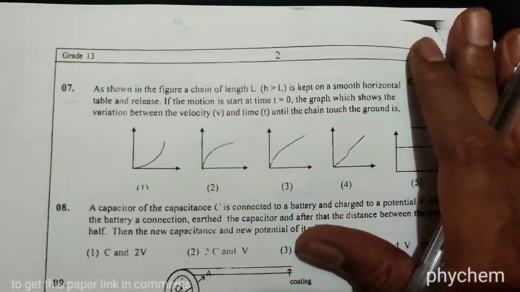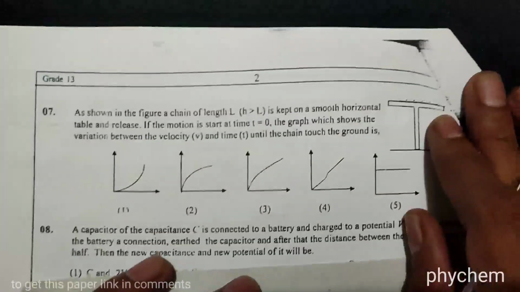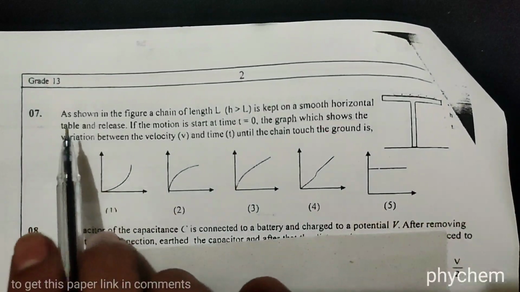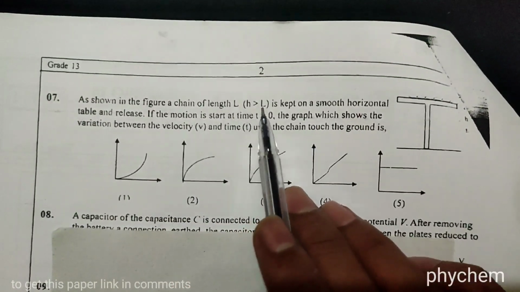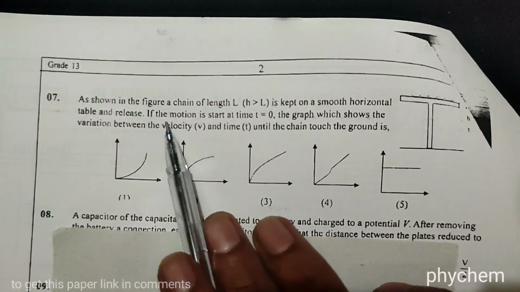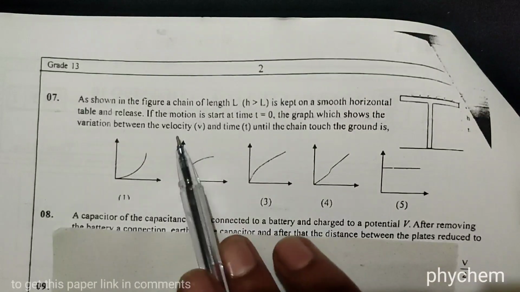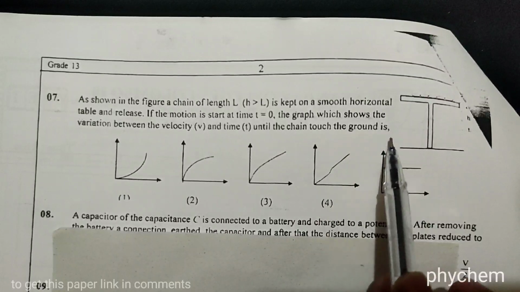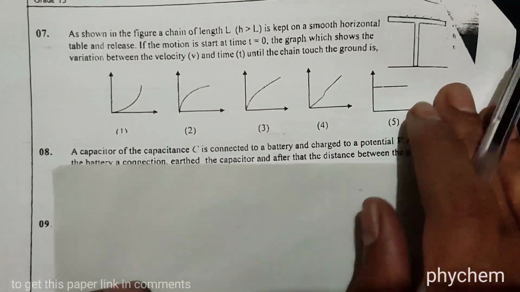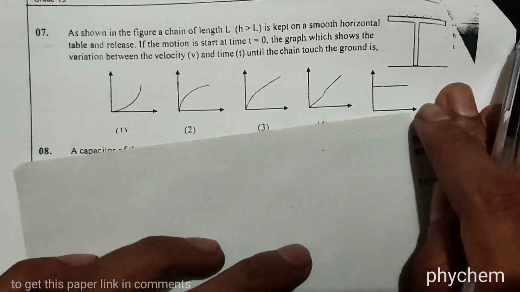The seventh question. This question is not clear, but I can just draw it for your understanding. As shown in the figure, a chain of length smaller than h is kept on a smooth horizontal table and released. The motion starts at time t naught. Which graph shows the variation between the velocity and time until the chain touches the ground? The question is just like this. It is not clear, and I am not confirmed, but according to the data, the question has to be like this.